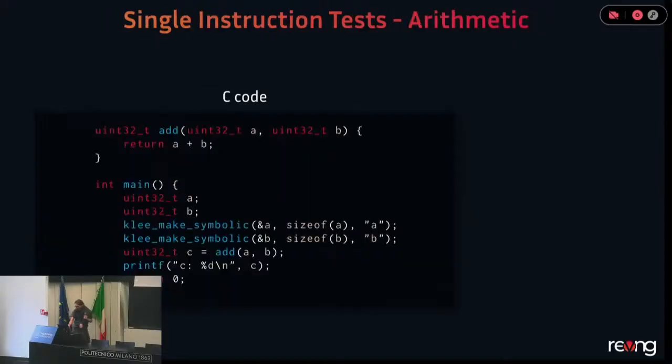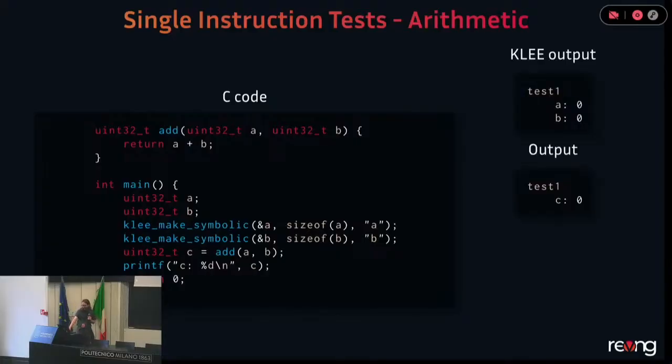A slightly more complicated example. We have an add instruction that just adds two numbers. We have two symbolic variables, and then we just print the result of the addition at the end. If we were to run this through CLE, we would get a single test case where A and B are 0. This is because there are no constraints in the code. There are no branches. So we would get just C is 0 as output.